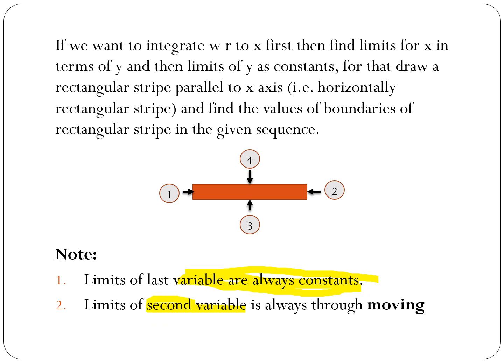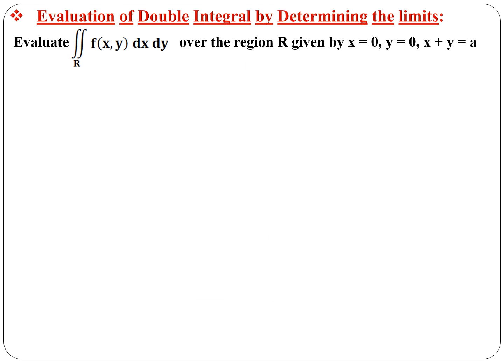So always remember the word moving if you want to find out the limit for the second variable. So let's take the first example on when the limits are not given. Instead of limits, we are given a region R. The first example is: evaluate the double integral over R of f(x, y) dx dy over the region R given by x equal to 0, y equal to 0, and x plus y is equal to a.